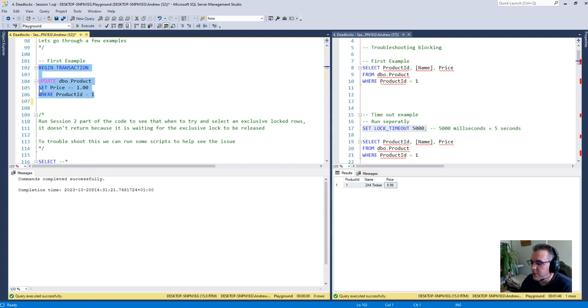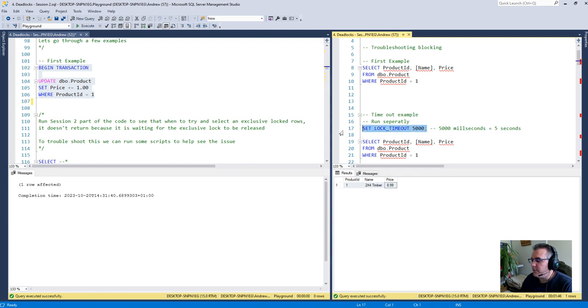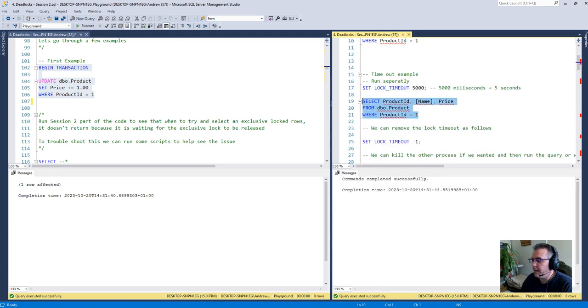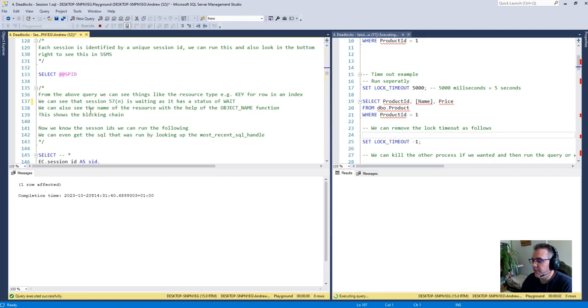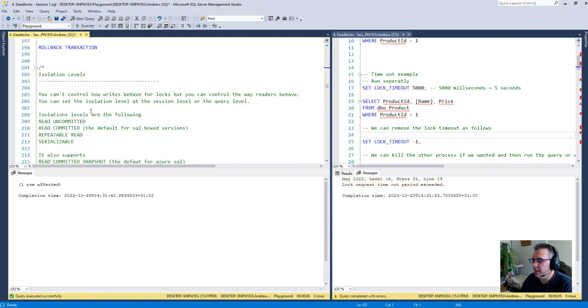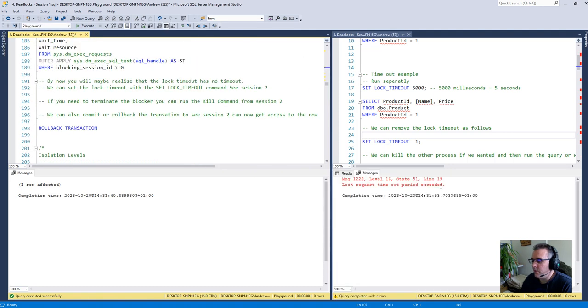Begin a transaction. We always have to roll back a transaction or commit it. Don't leave it open because you'll be in a funny state. So we open the transaction and update. We haven't closed it yet. But if I now set the lock for this session to 5 seconds and then execute, what we should see within 5 seconds is something will happen. Yep, lock request timeout period exceeded. So it's exceeded and it's given up.